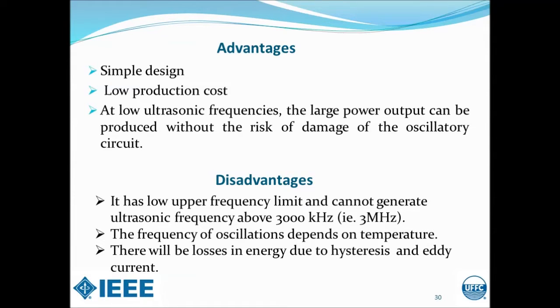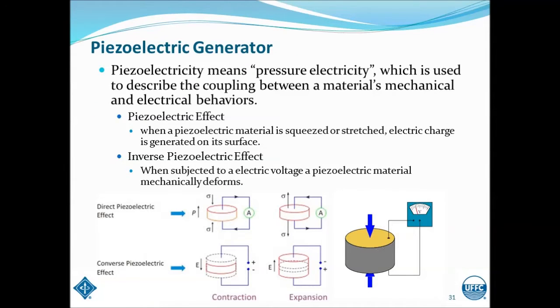Some advantages of the magnetostrictive oscillator are its simple design, low production cost, and, at low ultrasonic frequencies, large power output can be produced without the risk of damage to the oscillatory circuit. A few disadvantages are that it has a low upper frequency limit and cannot generate an ultrasonic frequency above 3000 kHz, or 3 MHz. The frequency of oscillations depends on temperature, and there will be losses in energy due to hysteresis and eddy current.